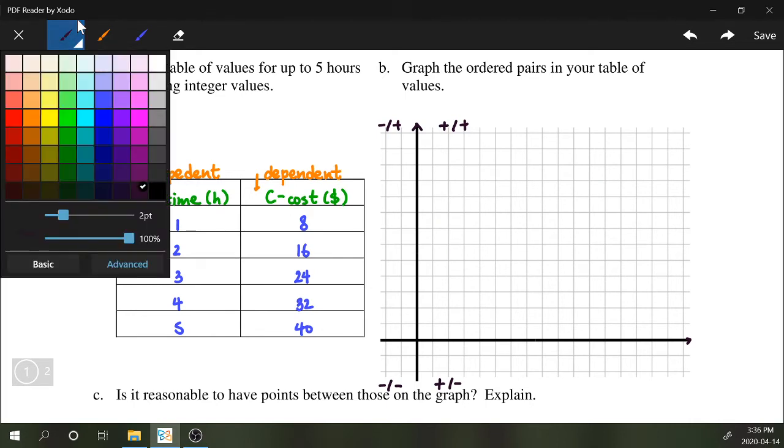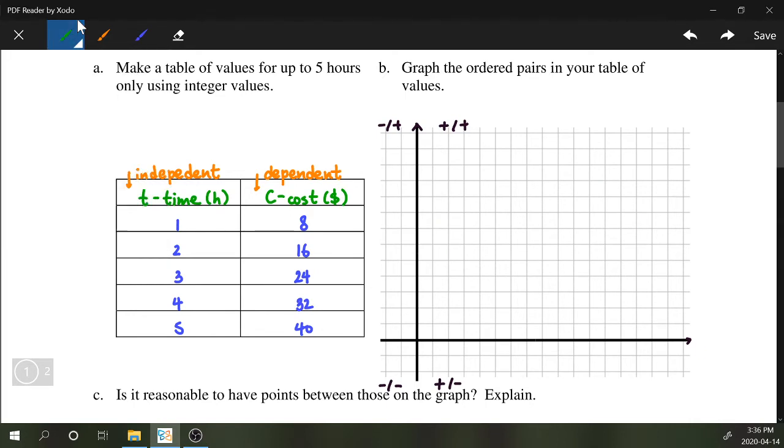Okay, so we have the two variables t, which is time, and c for cost. This is in terms of hours. This, of course, is in terms of dollars. So we're going to have 0 at the origin, 1, 2, 3, 4, and 5 hours. And then on the y-axis, we can simply put in 8, and then 16, 24, 32, and 40.